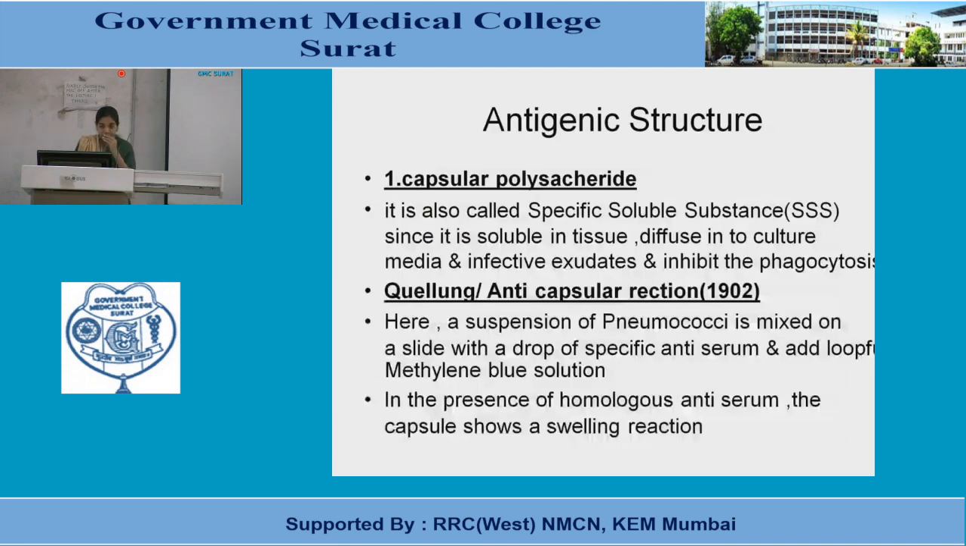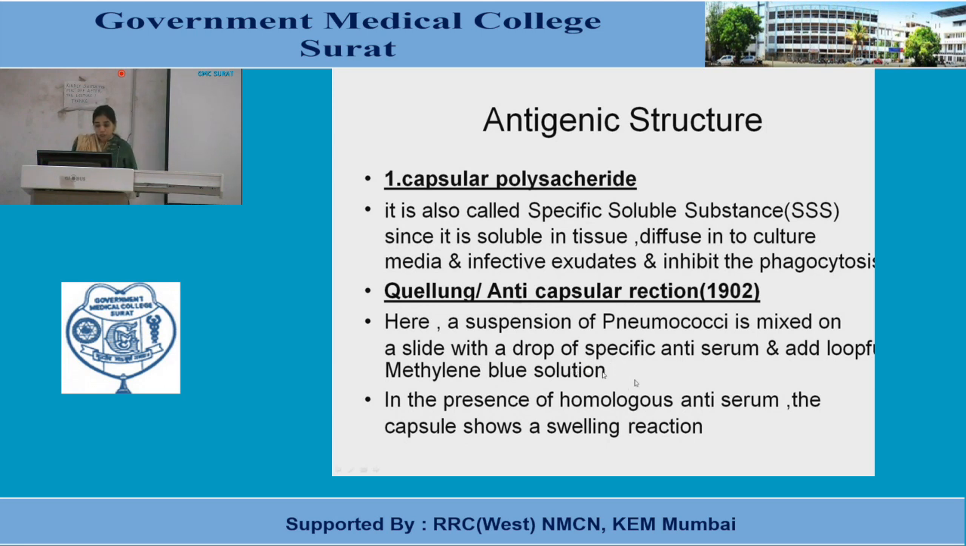Further, antigenic structures. Over here, the first is the capsular polysaccharide. It is called the specific soluble substance, SSS. Since it is soluble in tissue, it diffuses into the culture media and infective exudates, and they inhibit phagocytosis. Second is the Quellung reaction, which is the anti-capsular reaction. In 1902, a suspension of the pneumococci is mixed on a slide with a drop of specific antiserum and a loopful of methylene blue solution. So there are two solutions: one is the antiserum and second is the methylene blue.